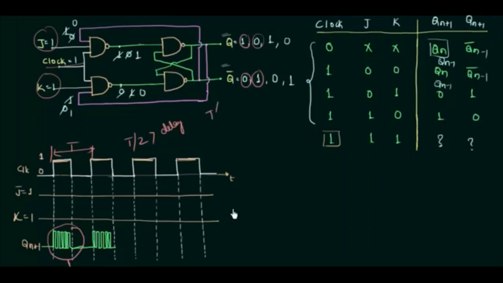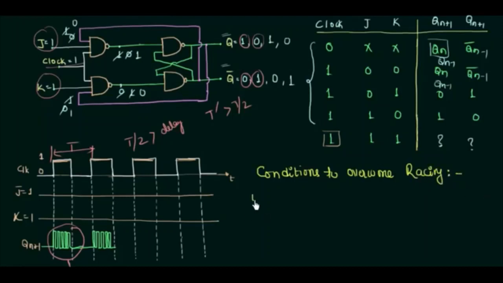Let's say it is t dash. The t dash is the time taken by this flip-flop to generate the output. Then this t dash must be greater than the half time period of the clock, because this circuit will be operational only when the clock is high. Let's see what are the conditions to overcome racing. So conditions to overcome racing.